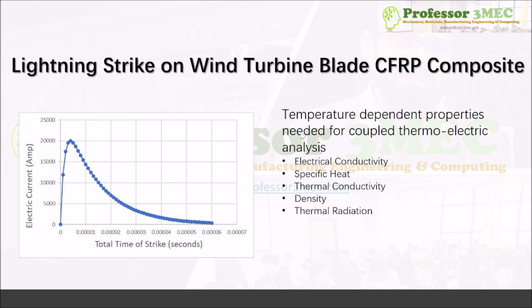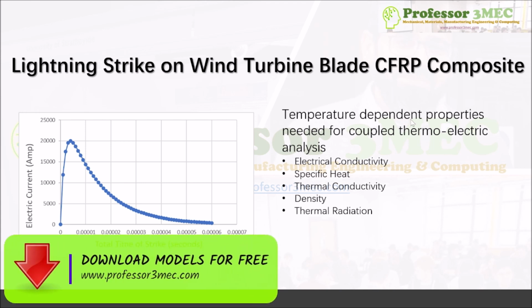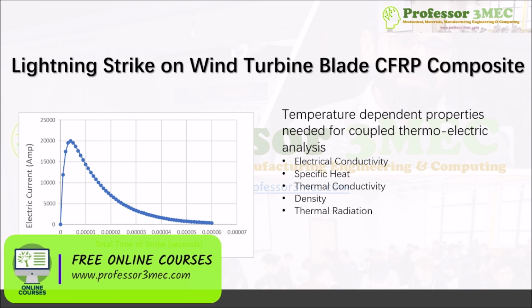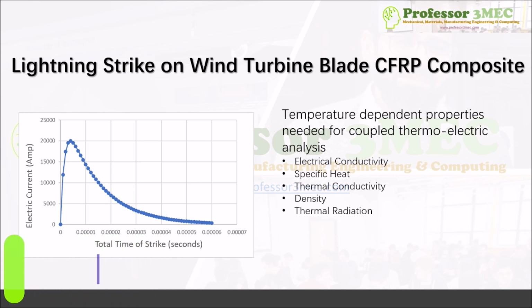So analysis wise, we will be doing a coupled thermoelectrical analysis, and we will have to define temperature dependent properties in this case because it's a high temperature process. And we will be defining electrical conductivity, specific heat, thermal conductivity, density, and thermal radiation, which will all be varying as a function of temperature. Again, why we need these quantities? You might have to go and look at the documentation for solving the coupled analysis for thermoelectric cases, and that will give you an idea why we need these properties when you look at the fundamental equation.